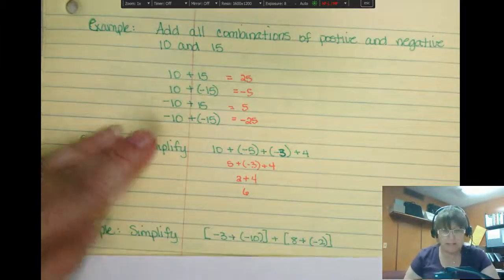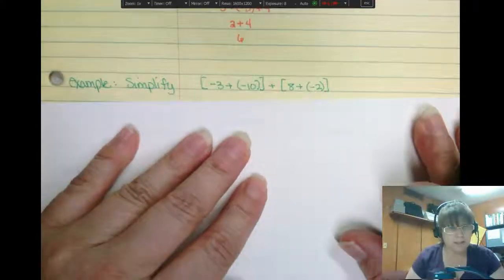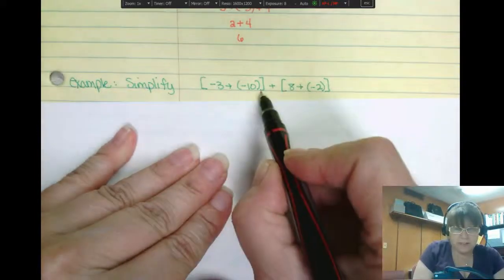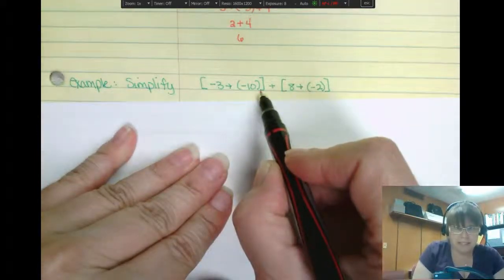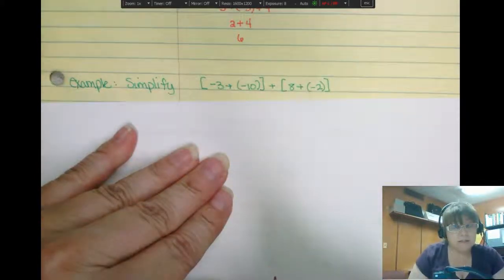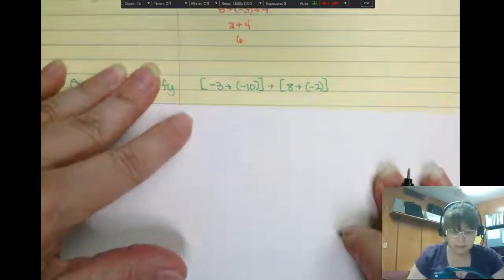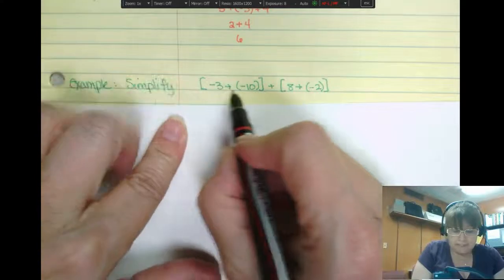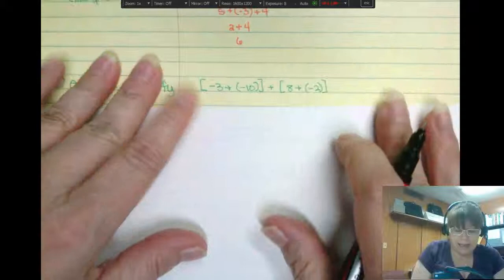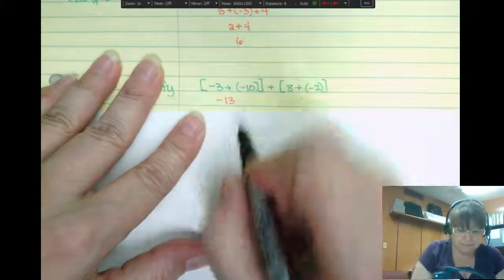Okay. Let's try another one, maybe a little bit more confusing looking. We have one set of parentheses or braces with negative 3 plus a negative 10, and then we have another one. So we have to follow our order of operations. So negative 3 plus a negative 10. Since they're the same sign, we add them together, which is 13, and we keep the sign.